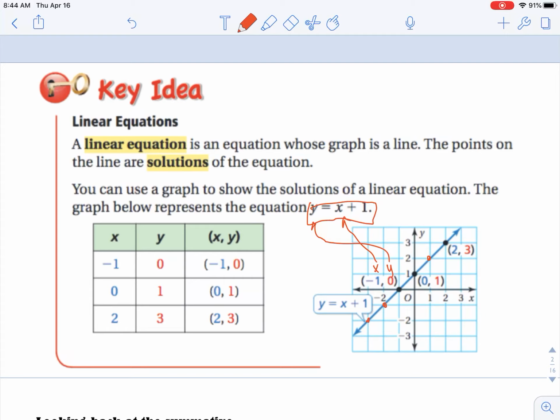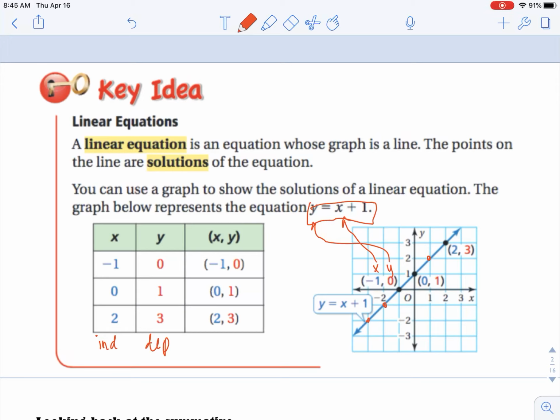Here I have my x and y chart. This is my independent variable. This is my dependent variable because my y always depends on what I plug in for x. I never choose my y, I choose my x, and my y depends on that.